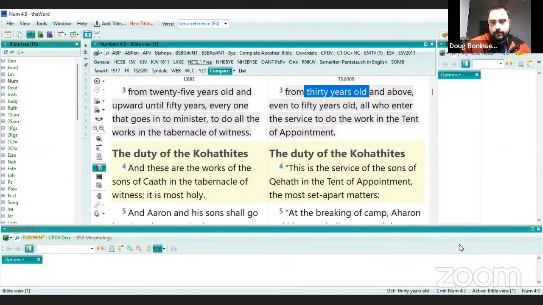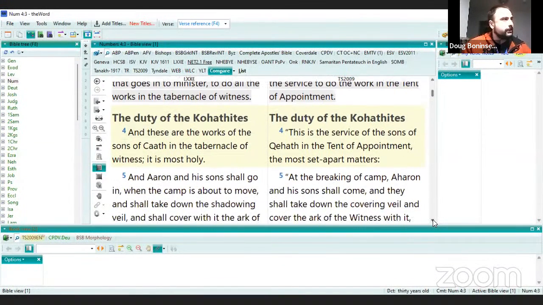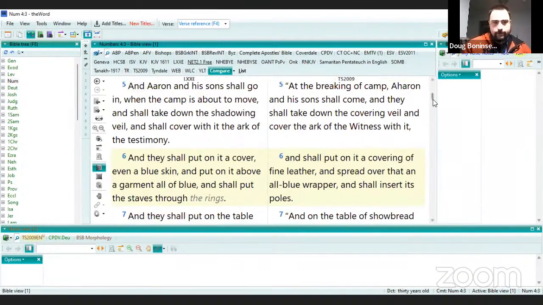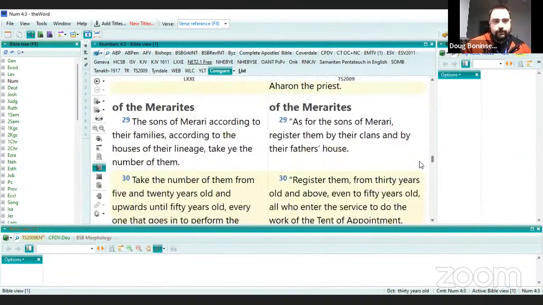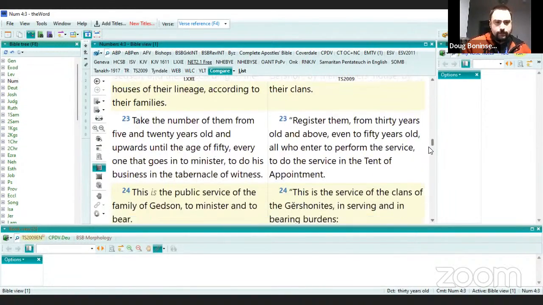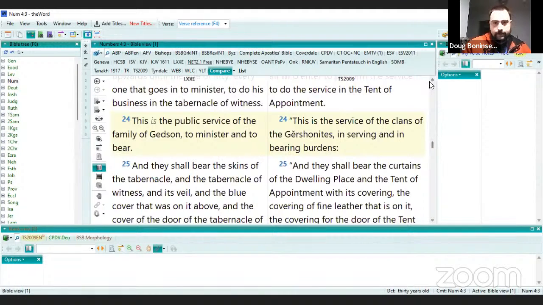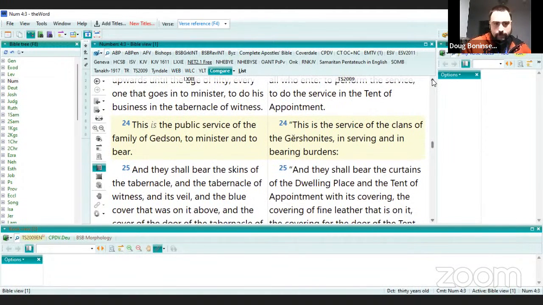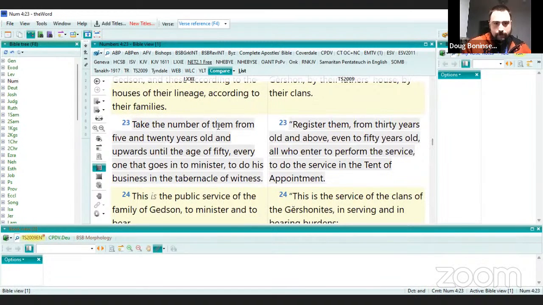Now we're going to go to the next one. I think it was verse 23, then 30. So let's go to 23. Okay, yeah, that's the same thing. Take the number of them from 25 years old and upwards until the age of 50, everyone that goes in to minister to do his business in the tabernacle of witness, or tent of appointment. Again, it says 30 in the Masoretic.